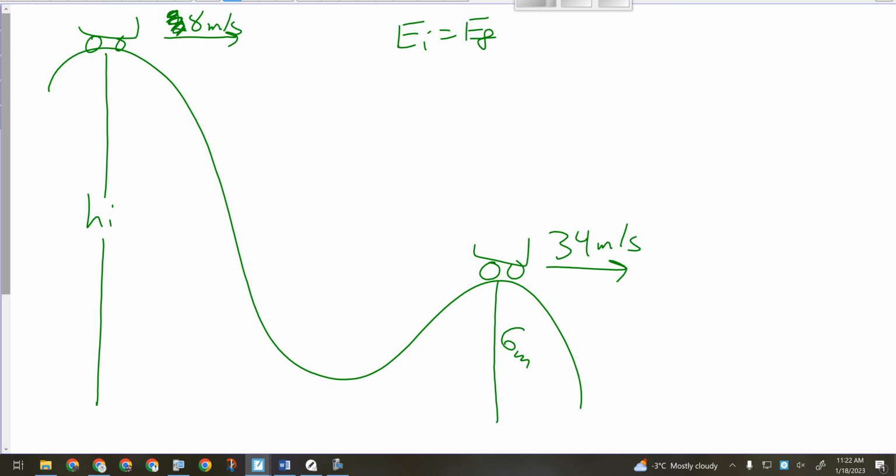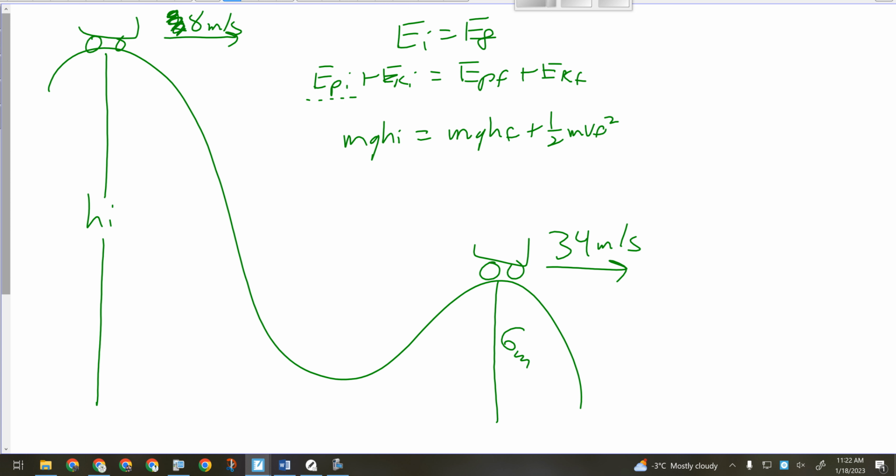All right, so we have initial potential plus initial kinetic equals final potential plus final kinetic. Okay, what we're looking for is part of this term, so I'm going to subtract the initial kinetic over and have this: mghi equals mghf plus 1/2 mvf squared minus 1/2 mvi squared. Then I'm going to cancel the m's because they're irrelevant for this question, and then I'm going to divide both sides by g. That will give me my initial height.